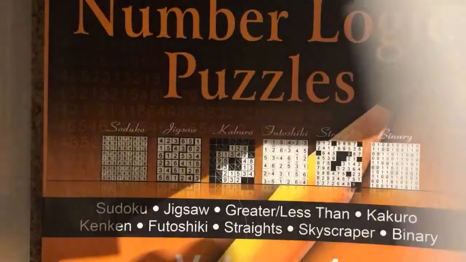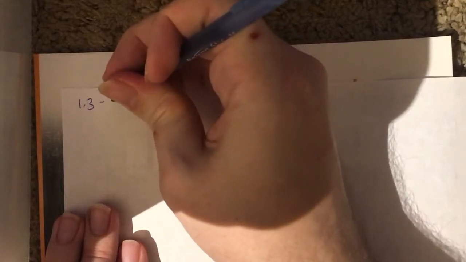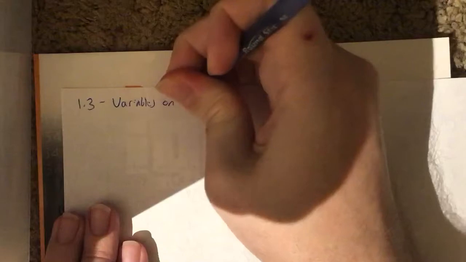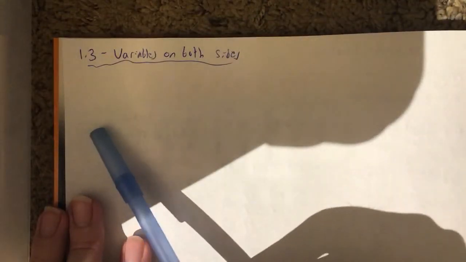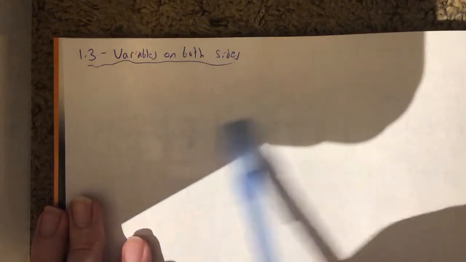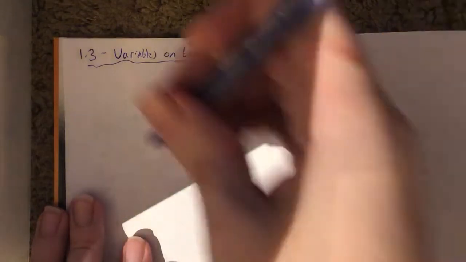Now we're going to get into our next section, which is 1-3, and this is variables on both sides. So basically you'll have an x piece on one side and an x piece on the other, a letter on both sides of the equation. And we're going to use our same rules like before.